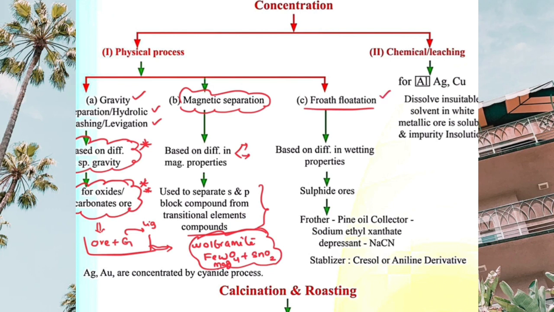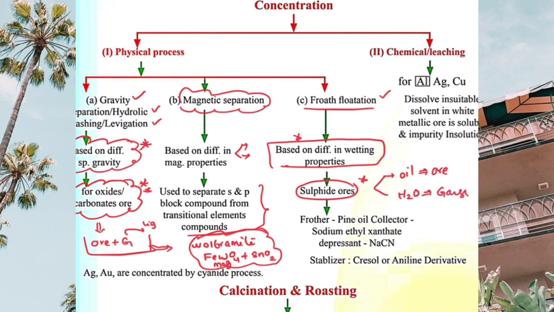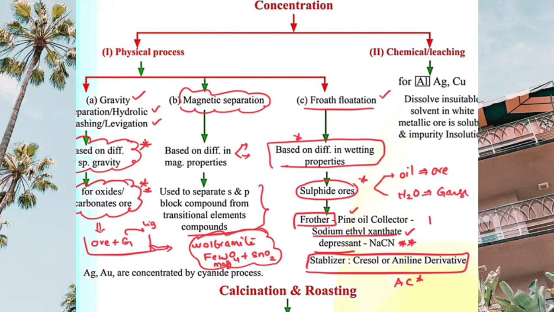Very important, the flotation process, applicable for sulfide ores. The principle is differential wetting. Here we take oil and water. The ore is coated with oil and the gangue with water. Here three important key points: frothers, pine oil; collector, sodium ethyl xanthate; depressant, sodium cyanide; and stabilizers, aniline and cresol. For example, why do we have to use a depressant? For example, one ore contains both sulfide ores, for example PbS and ZnS.